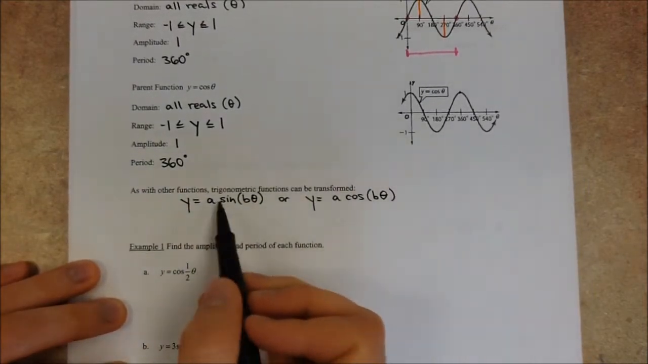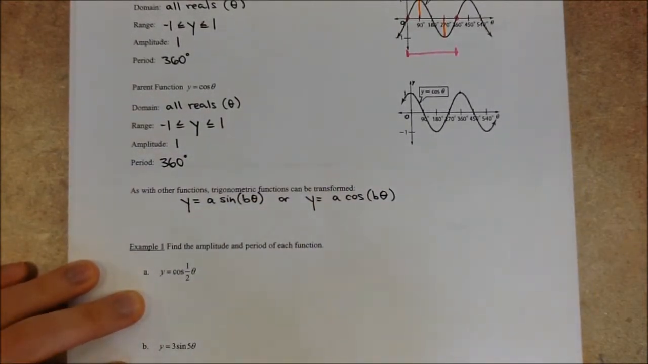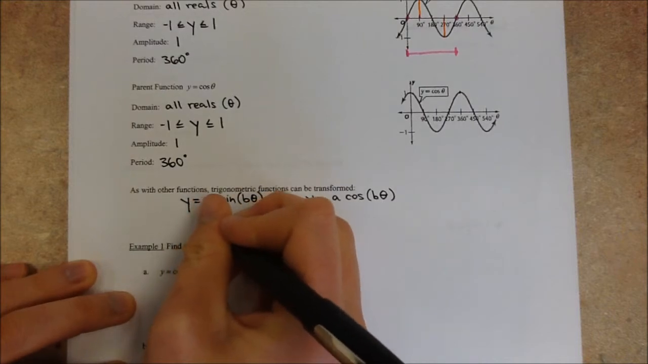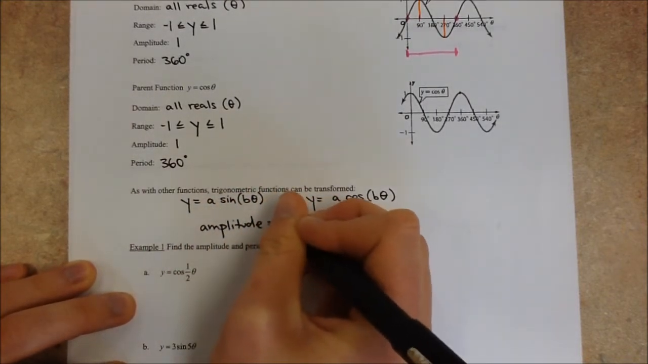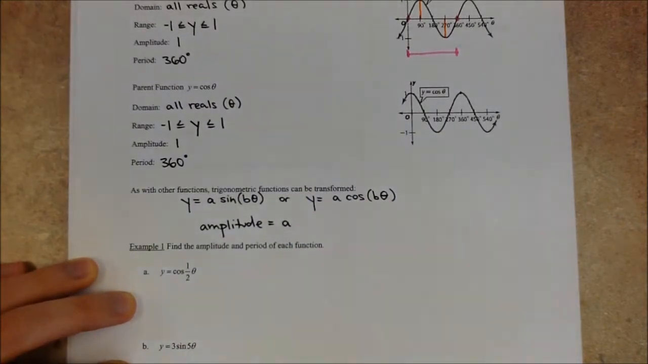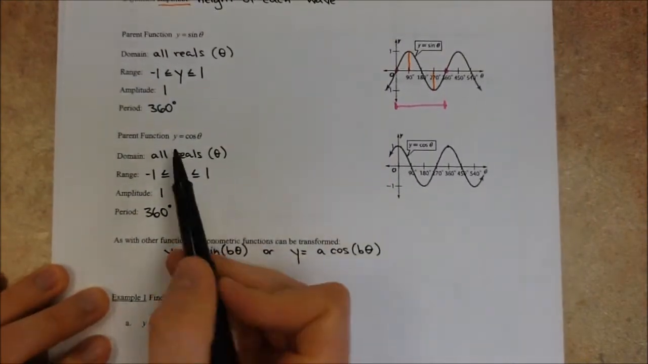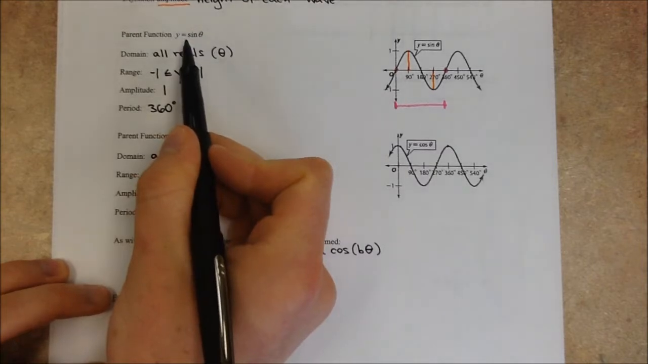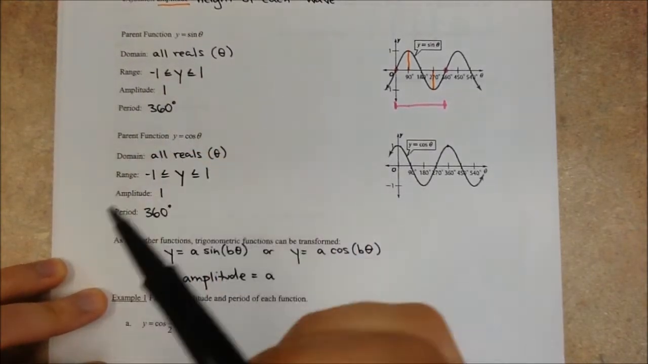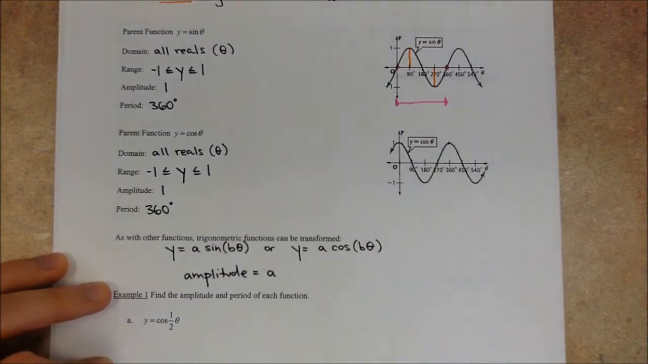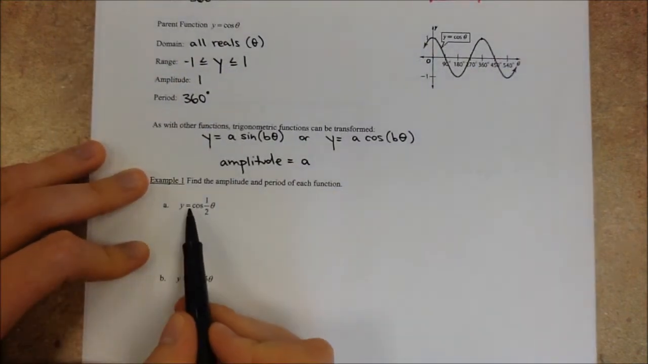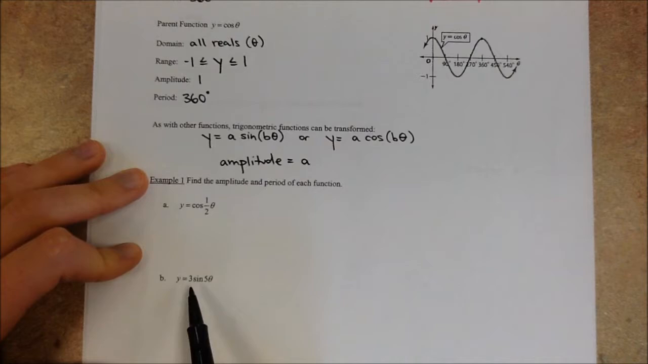If you throw in some numbers in place of a and in place of b, the amplitude is just whatever number you've got out front. That's a. So whatever number is right here, that's your amplitude. Notice you don't have anything here. That doesn't mean it's 0, that means it's 1. It's technically like 1 times the sine of theta. So that makes your standard amplitude 1. Here your amplitude would be 1. Here your amplitude would be 3.